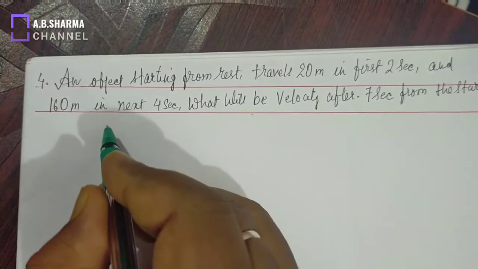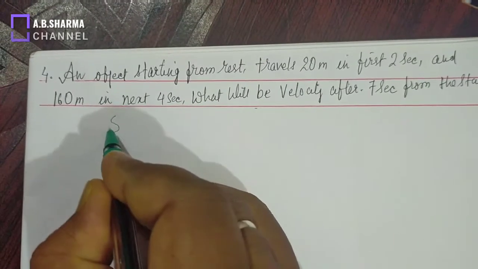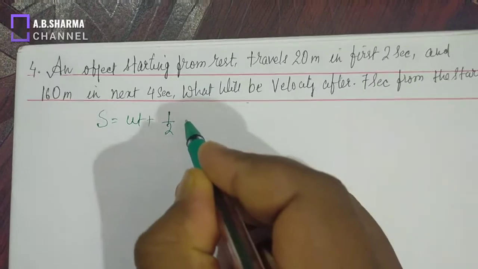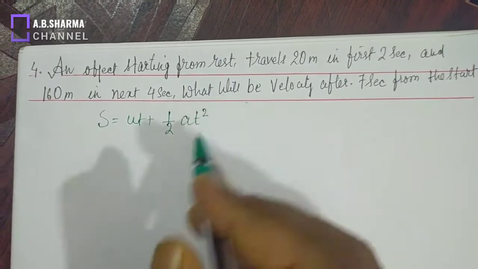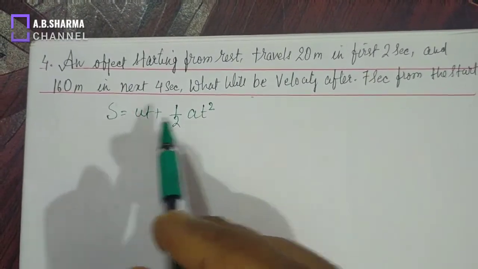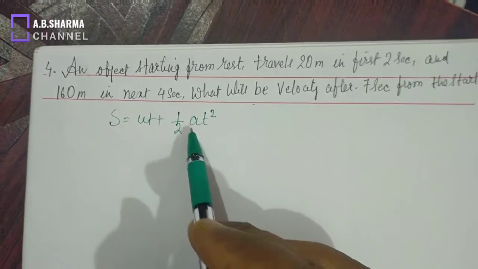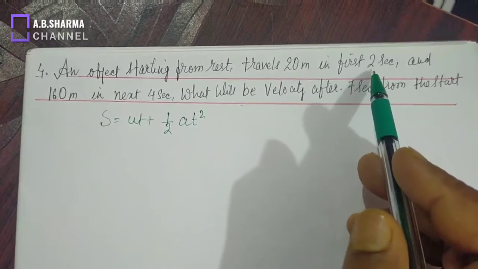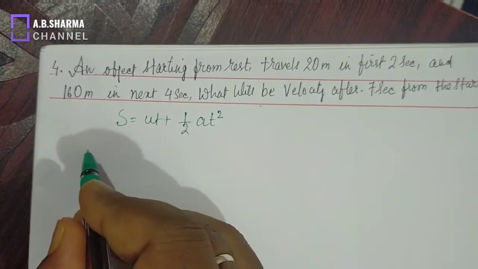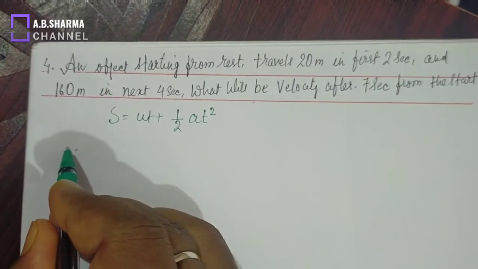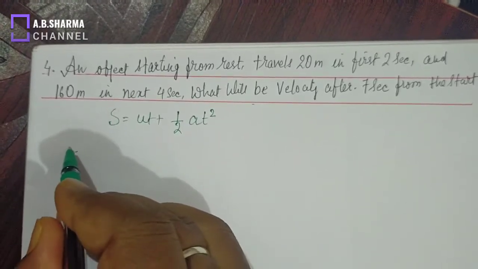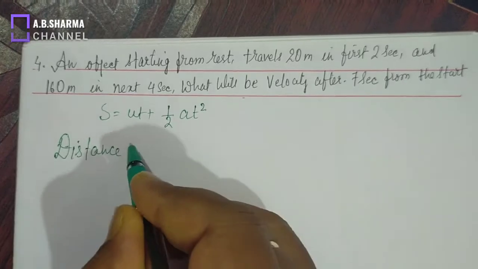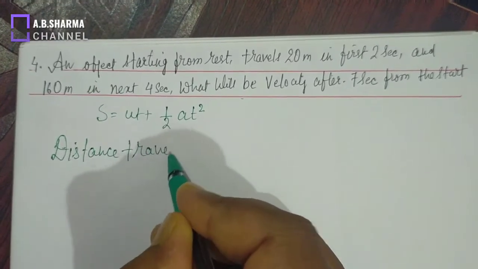We have the second equation of motion, s equals ut plus 1 by 2 at square, where s is the distance traveled, u is the initial velocity, and a is the acceleration. So from the first part of the question, the object travels 20 meter and it takes 2 seconds. Means in the first case, the distance traveled in 2 seconds.